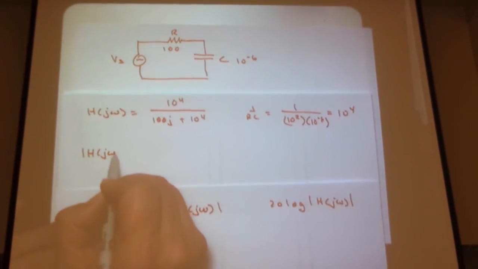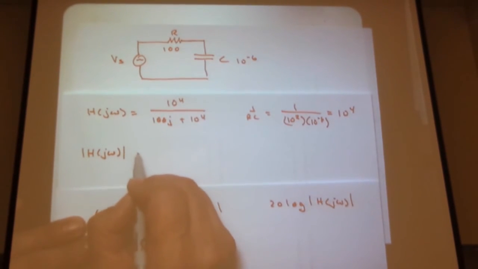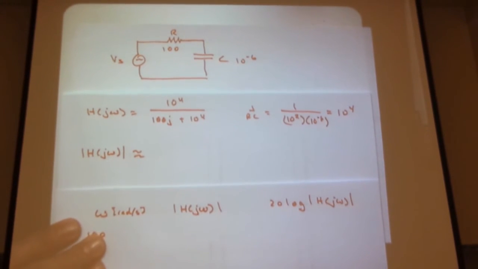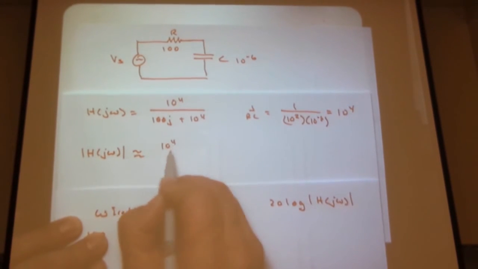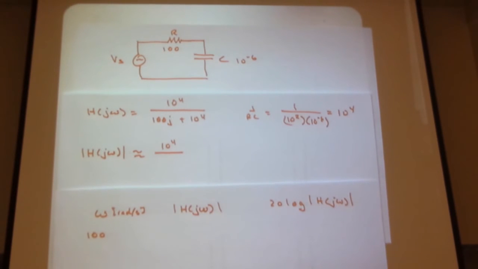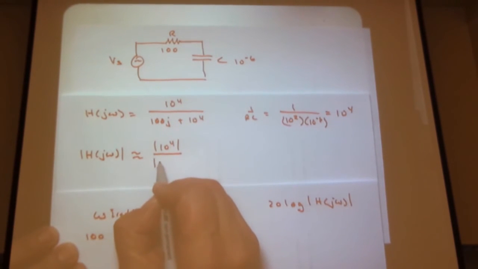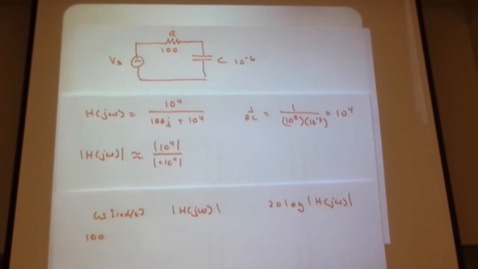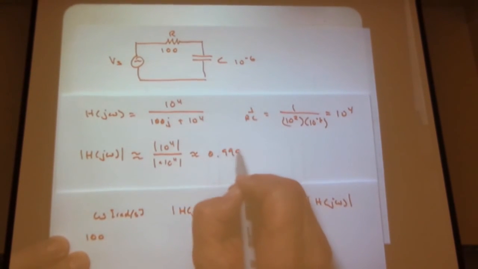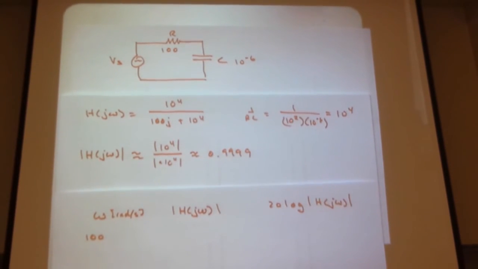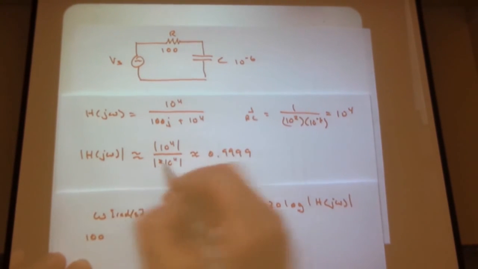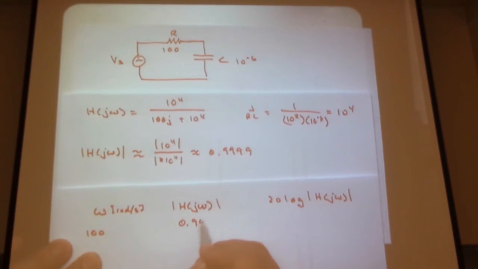Magnitude of H of j omega. What's the magnitude of the numerator? Yeah, 10 to the 4, just to make sure we all agree. So the magnitude of the numerator is 10 to the 4. You can write magnitude bars around it if you want. What's the magnitude of the denominator? You don't have to be precise here. It's about 10 to the 4. It's a little bit less than 10 to the 4. So, draw a little tiny less than sign, 10 to the 4. And so it winds up being about 0.9999, lots of nines. A little greater, sorry, let's say it correctly: a little bit greater there.